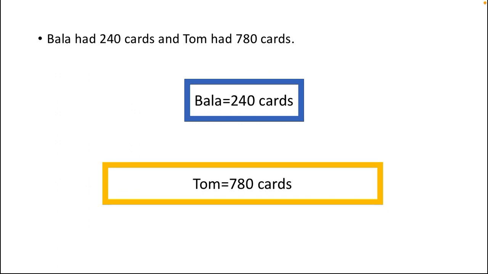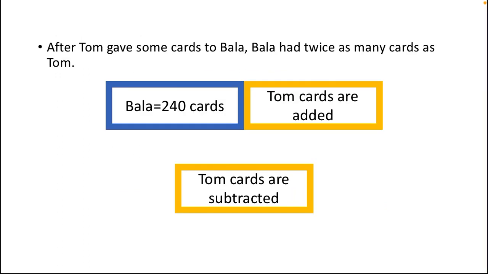So Bala has at first 240 cards, which is shown with a blue rectangle, and Tom has 780 cards, which is shown with a yellow rectangle. And we can see that the yellow one is bigger than Bala's cards rectangle. Let's move to the second statement.